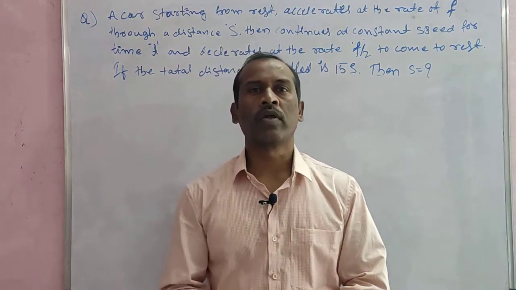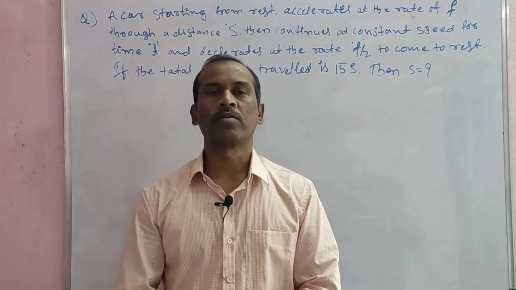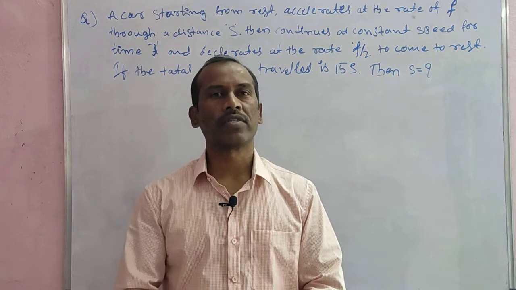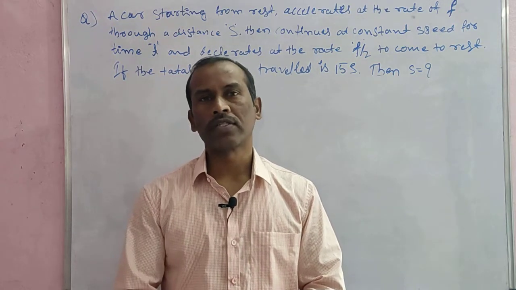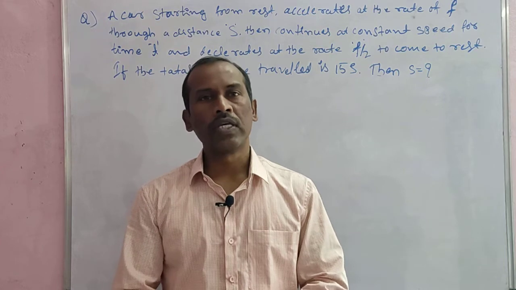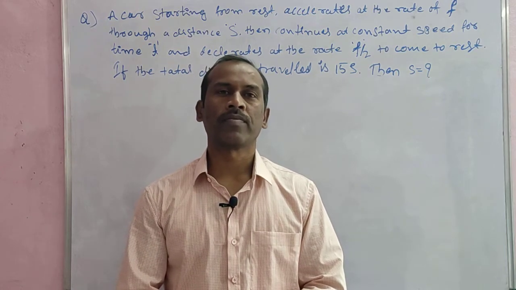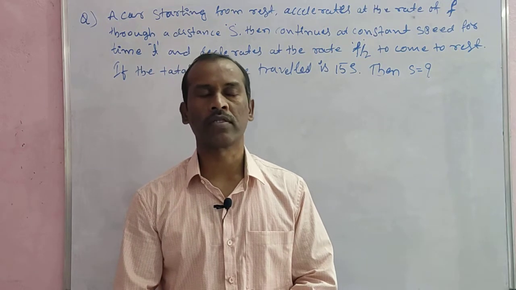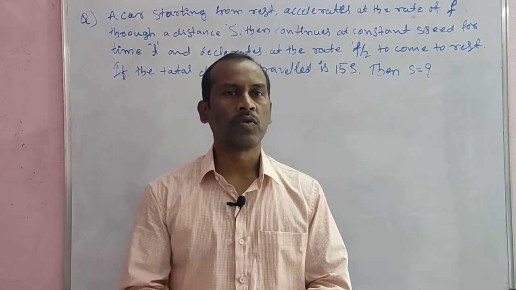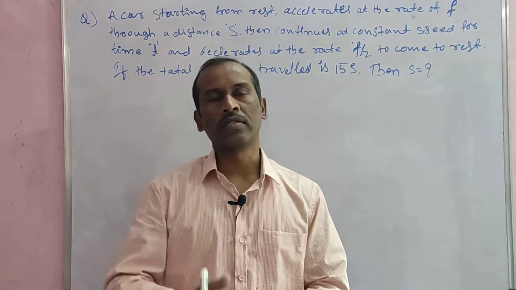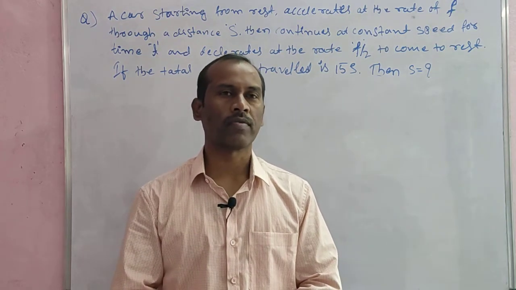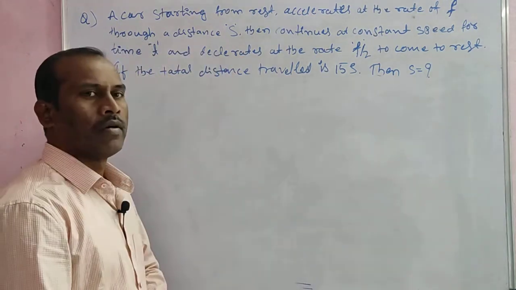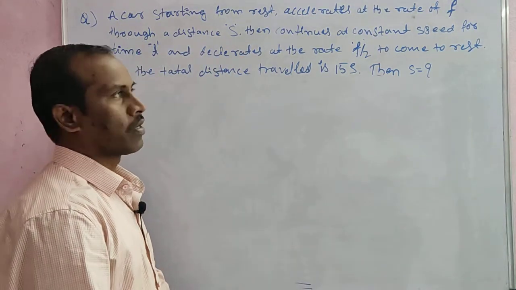Now we are going to discuss the numerical problems based on motion in a straight line, based on the conceptual kinematic equations of motion, the three equations: v is equal to u plus at, s is equal to ut plus half at square, and v square minus u square is equal to 2as. Now some numerical problems based on these three equations. First of all, here is your question, a complicated but simple problem, okay?